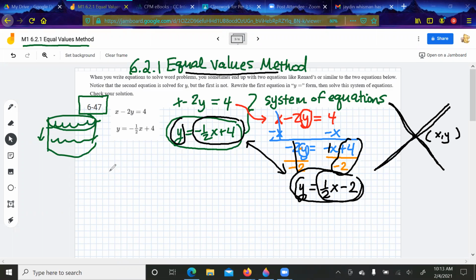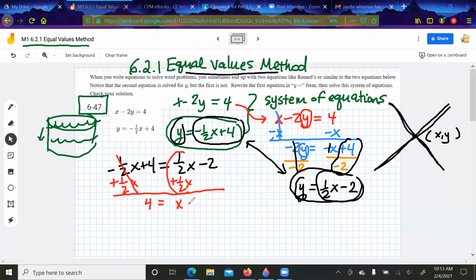Okay, so I'm going to take the negative 1/2 x plus 4 and set it equal to the other right-hand side of the equation, 1/2 x minus 2. And that is using the equal values method. Now we need to solve this for x by, I would probably add 1/2 x here and add 1/2 x here, right? Hopefully that's what you would do too. And I would get 4 equals 1/2 x plus 1/2 x is a whole x minus 2. Okay. And I'm going to add 2 to both sides, add 2, add 2.